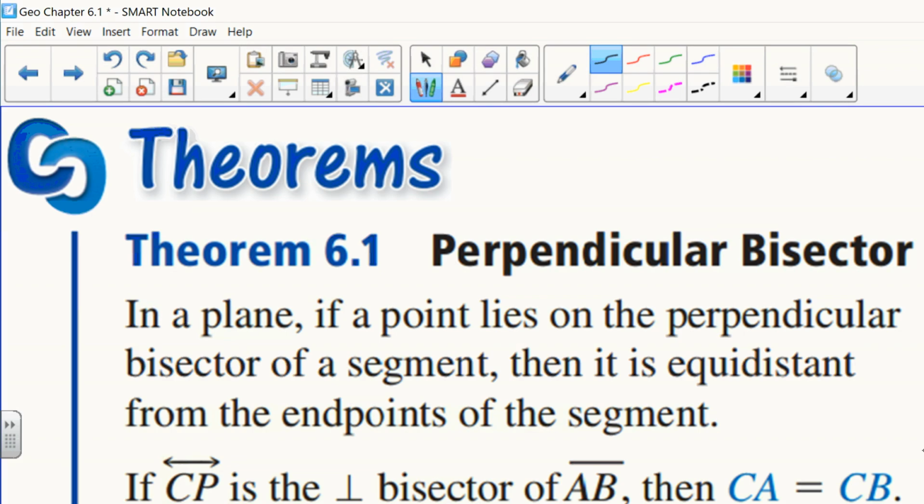Now, theorem. The first theorem that we have is the perpendicular bisector theorem. In a plane, if a point lies on the perpendicular bisector of a line, then it's equidistant from the endpoints of the segment. Then these two lines are going to be congruent. If a point lies on the perpendicular bisector of a line that cuts it in half, cuts it into two congruent parts, and forms a right angle, then the two lines connecting that point to the two endpoints will be congruent. These two lines will be the same.